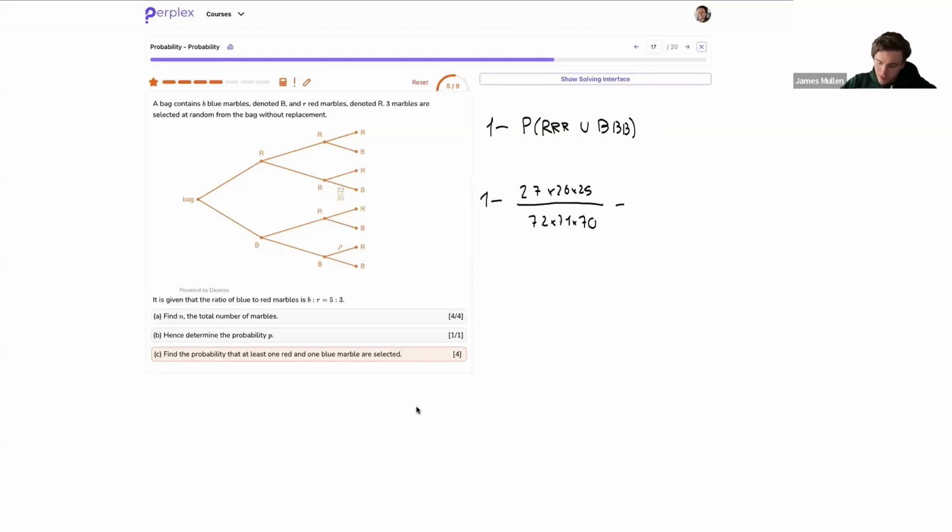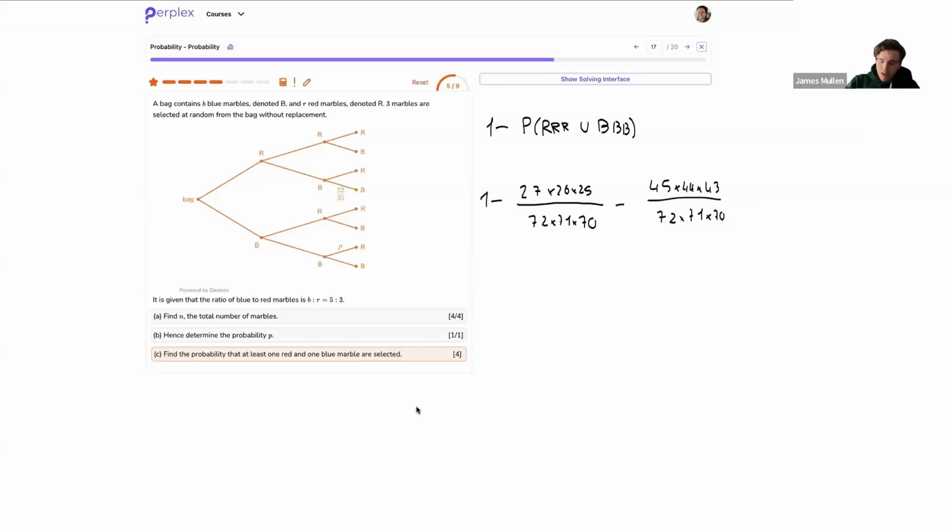3 blue marbles is I started with 45, then times 44, then times 43, over 72 times 71 times 70. Okay? Now, for this, I'm going to need to use my calculator. So out comes the TI-84. It's a bit too messy.